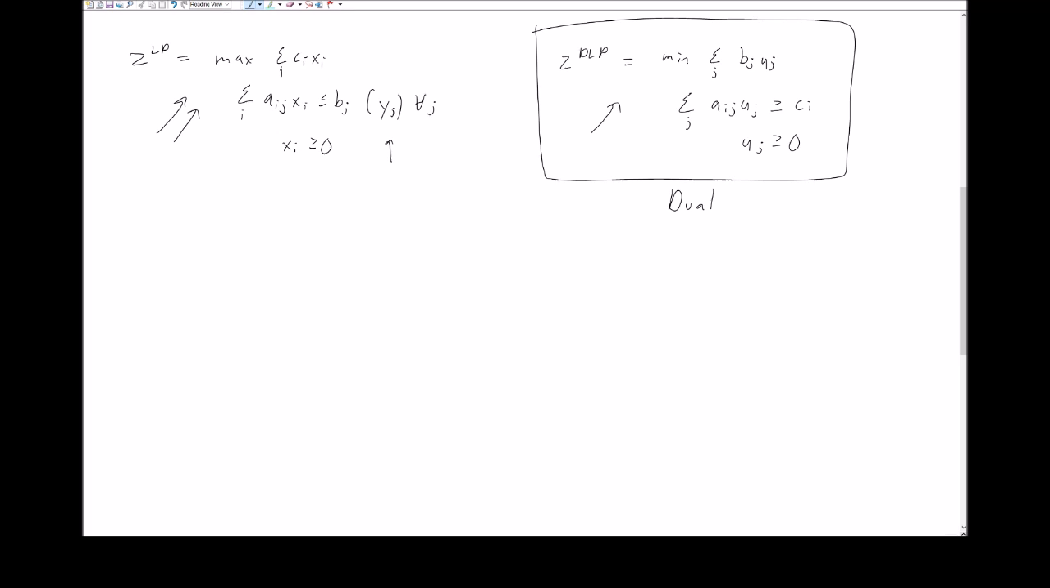The important point of this dual is that any feasible solution is going to provide an upper bound. So if I were to take some u tilde that's a feasible solution, and I evaluated the objective function at this feasible solution, so I look at the sum over all j of b_j u tilde_j, this is going to be an upper bound on the optimal solution to this dual linear program.